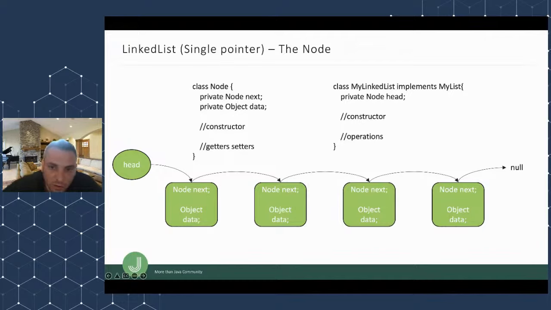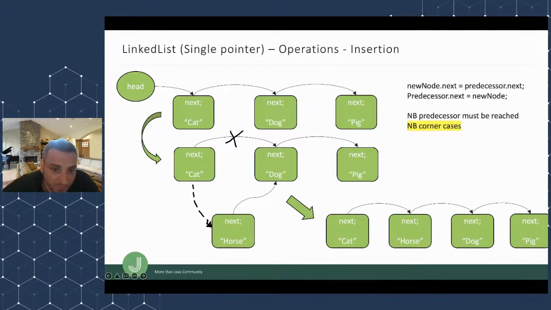So an example operation is insertion. How do we insert in a single pointer linked list? Let's start from the beginning. We have a list with 3 elements: cat, dog, and pig. And we want to insert the element horse between cat and dog, so at index 1, so 0, 1, 2. We want to insert horse at index 1.